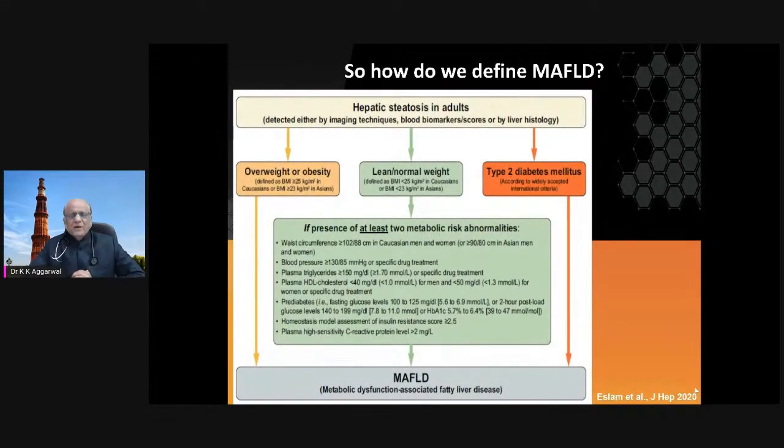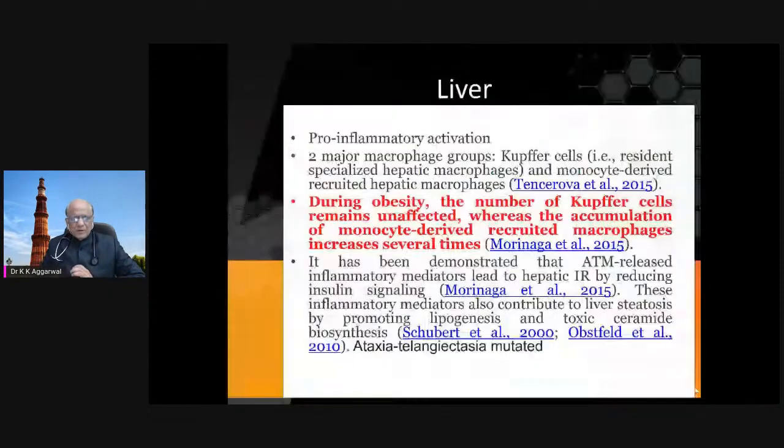Now, what happens in the liver? Now we will go one by one quickly. Inflammation in the liver and adipose tissues will cause CRP more than 2. What happens in the liver? The Kupffer cells are not affected, whereas the accumulation of monocyte-derived recruited macrophages increases several times, leading to inflammation, which is because of the TLR2 and TLR4 pathway.